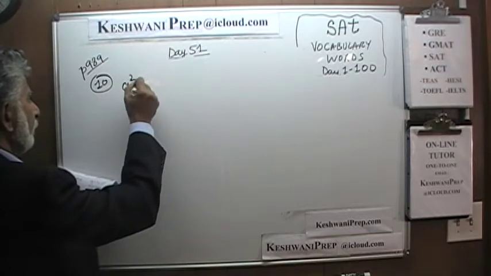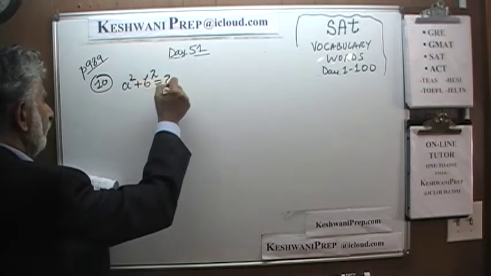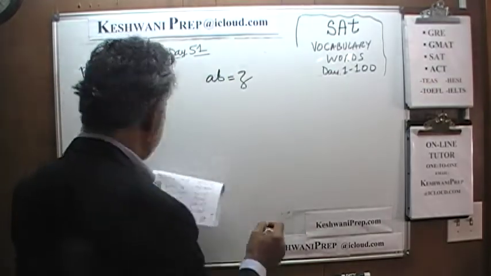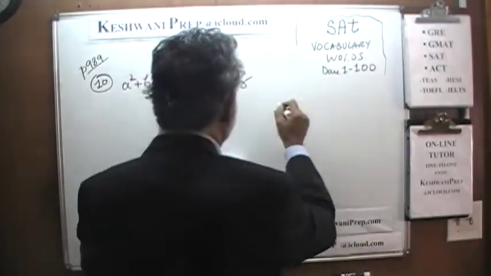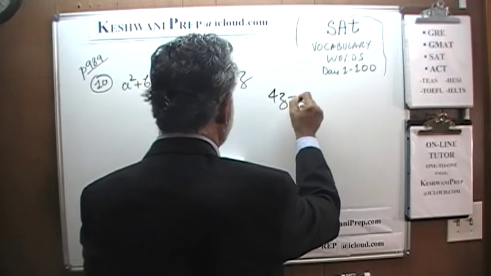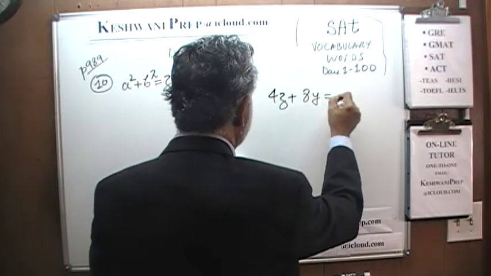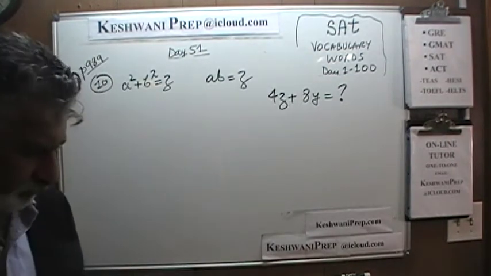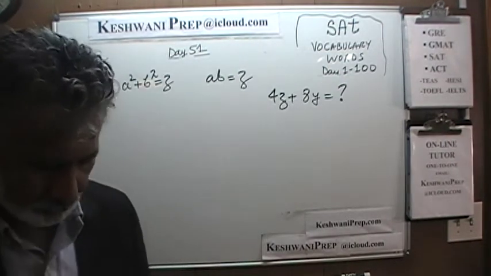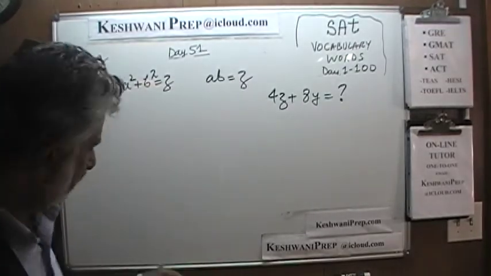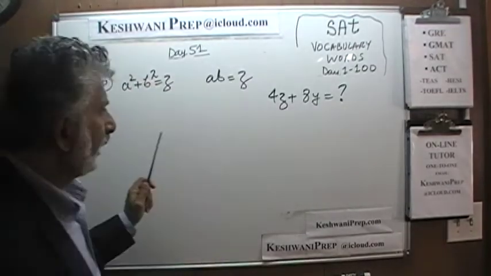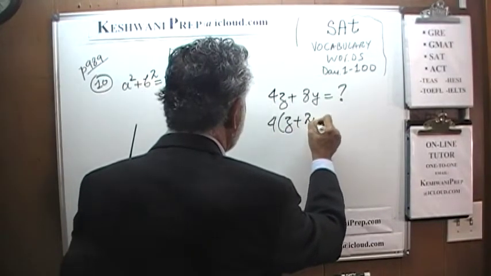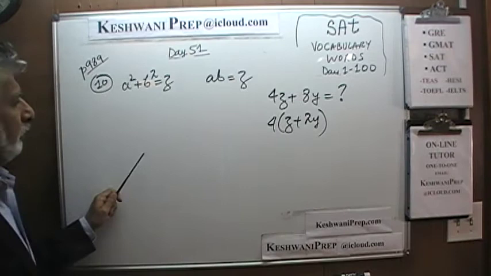We are told that a squared plus b squared is equal to z. We are further told that a times b is equal to y. The question is, how much is 4z plus 8y? Let's see what we can do, shall we? The first thing we notice is that 4z plus 8y is the same as 4 times (z plus 2y).